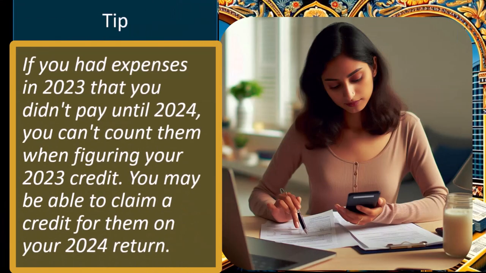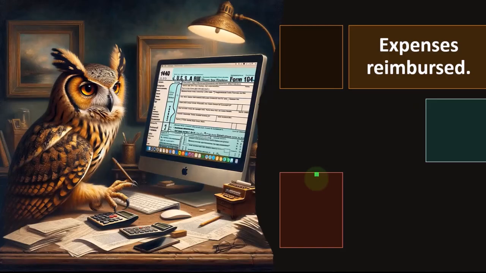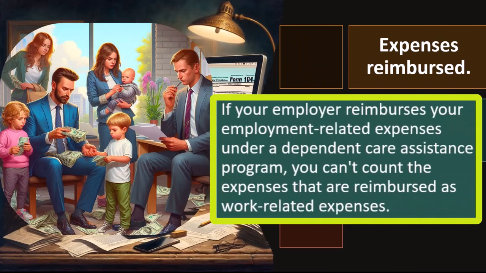Okay, tip. So if you had expenses in 2023 that you didn't pay until 2024, you can't count them when figuring your 2023 credit. You may be able to claim a credit for them on your 2024 return. So expenses reimbursed. So we have a reimbursement situation. If your employer reimburses your employment-related expenses under a dependent care assistance program, you can't count the expenses that are reimbursed as work-related expenses. So in that case, you're getting a benefit from the employer. They're reimbursing you for those expenses, so you already got a benefit.